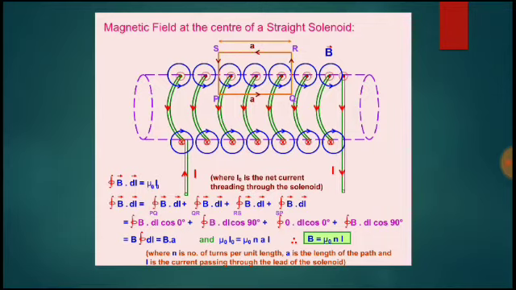And RS, this area is outside the solenoid, there is no magnetic field, so the line integral of B will be 0: 0 into dl cos 0 plus B dl into cos 90 degree. See the last one, SP, which is perpendicular to the plane of the coil, so cos 90 degree. If you are substituting all the values, for example, what is cos 0?